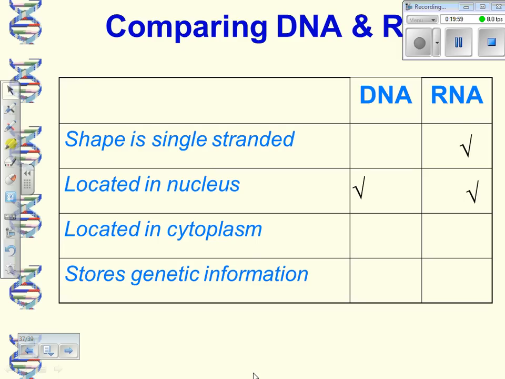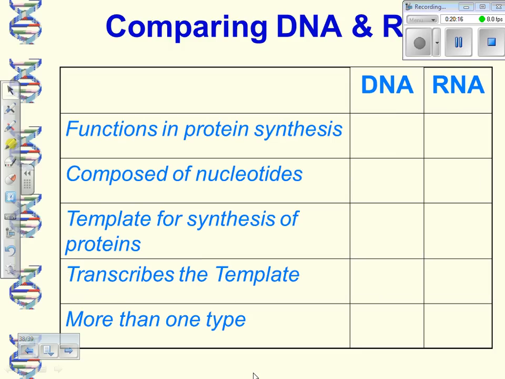Okay, here we go with something new. DNA never enters the cytoplasm. It is always in the nucleus. Okay, RNA does both, and we'll talk more how that works later. Okay, DNA stores genetic information. Functions in protein synthesis, that's both. Composed of nucleotides, that's both. It's used as a template for synthesis of proteins. We'll talk about that later. That's DNA. Transcribes the template. We'll talk about that later. That's RNA. More than one type. There's more than one type of RNA, and we will talk about that later.